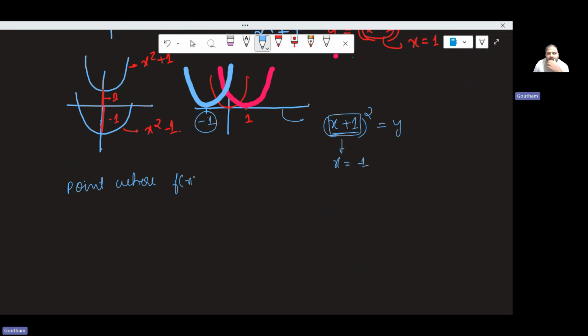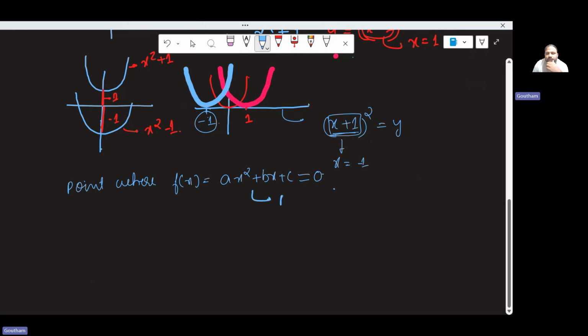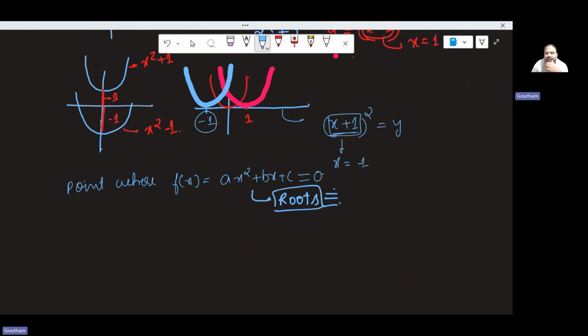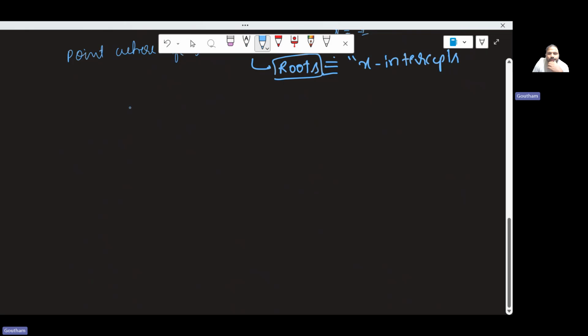The point where f of x is equal to ax square plus bx plus c becomes equal to 0, we call roots. Basically, they are the x-intercepts of the function. Now, something very important you need to see here.